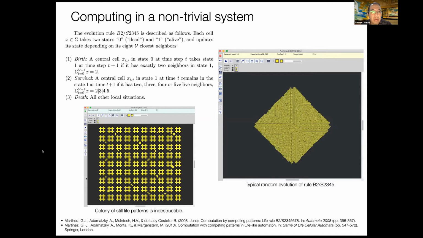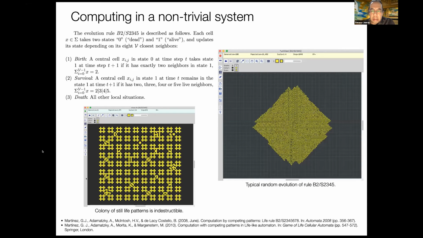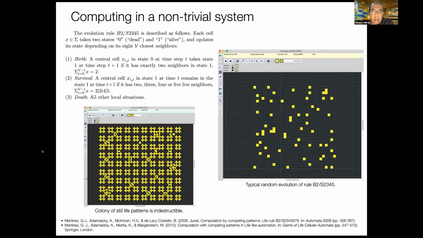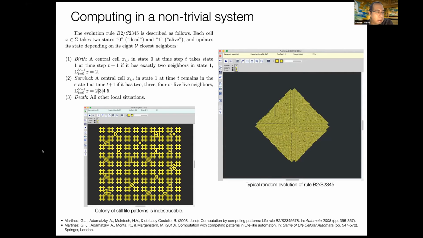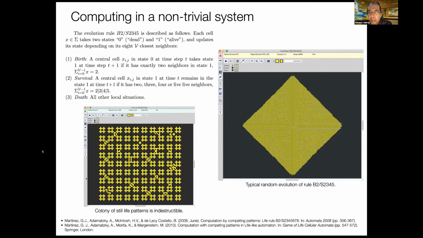In this case, we illustrate a Life-like rule, B2S2345, where this evolution rule exhibits chaos. That is different from, for example, the famous Game of Life, the cellular automaton invented by Conway in 1970. Well, here the problem is how we can construct a computable system inside this chaotic system.